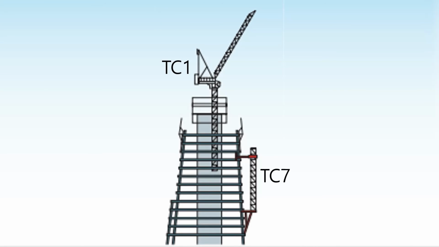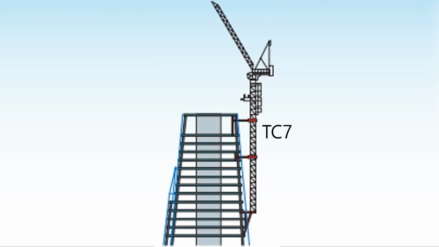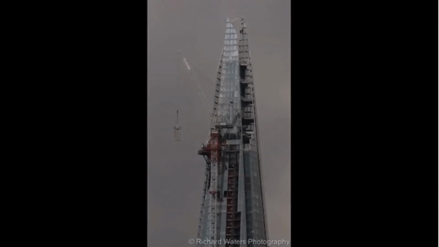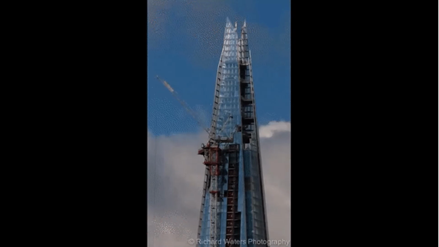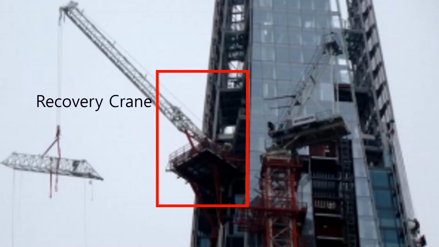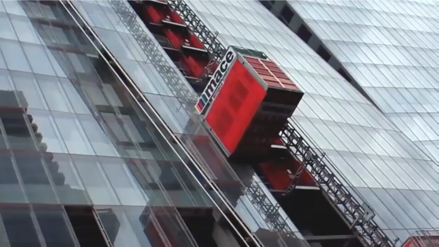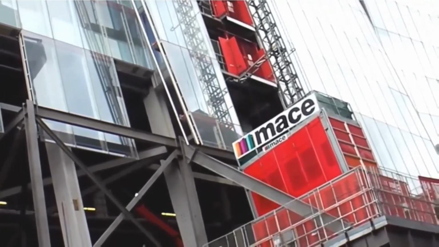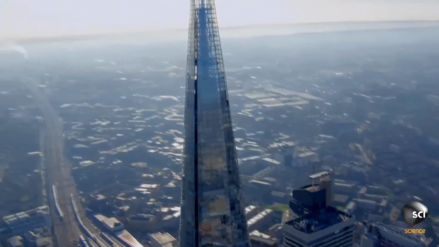After completing core construction using the slipform method, tower crane 7 is installed by tower crane 1 for spire construction. And tower crane 7 dismantled tower crane 1. After the installation of the spire, the disassembly process began. First, when lowering the crane, it went down to the 70th floor by using hydraulic pressure, and removed TC7 by the recovery crane. And the recovery crane is removed by a spider crane. And the components of the spider crane and recovery crane are lowered to the ground through the external hoist. So, the construction of the Shard is ended.